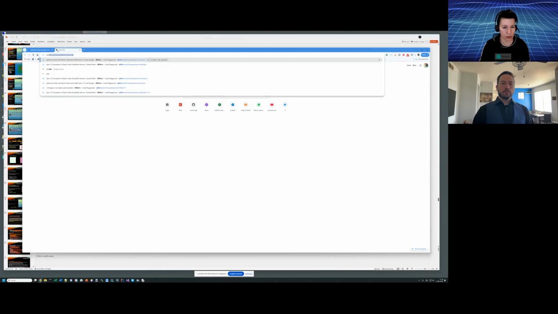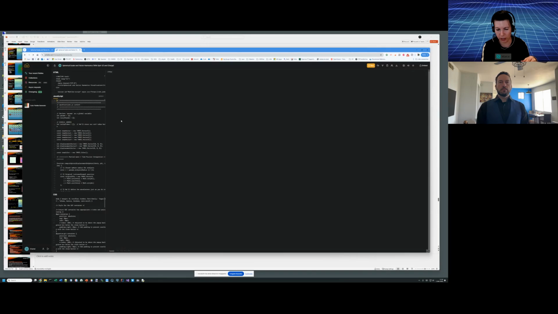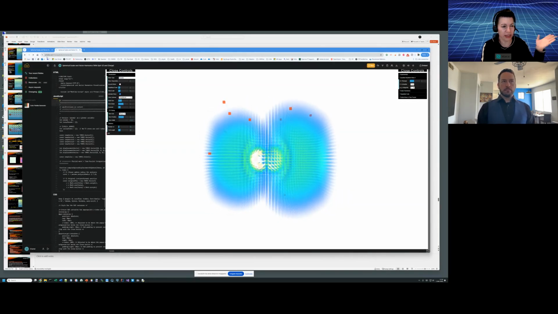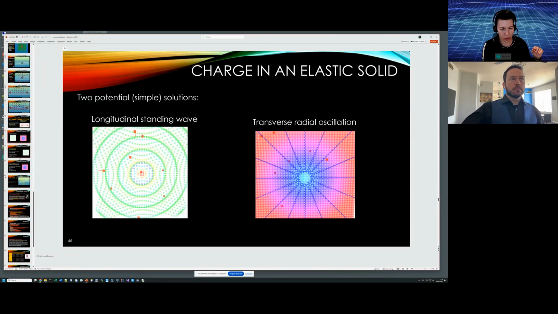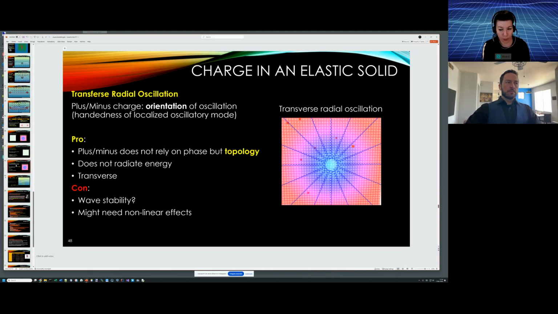By the way, I have a lot of simulations on this. If you go to the collections, let's see. Oh, it's fine. I can show the screenshot. So these are the two models. Here the phase shift is the problem, and also traditionally, electromagnetic waves are transverse, not longitudinal. The other option is to have a transverse radial oscillation that's symmetrical.